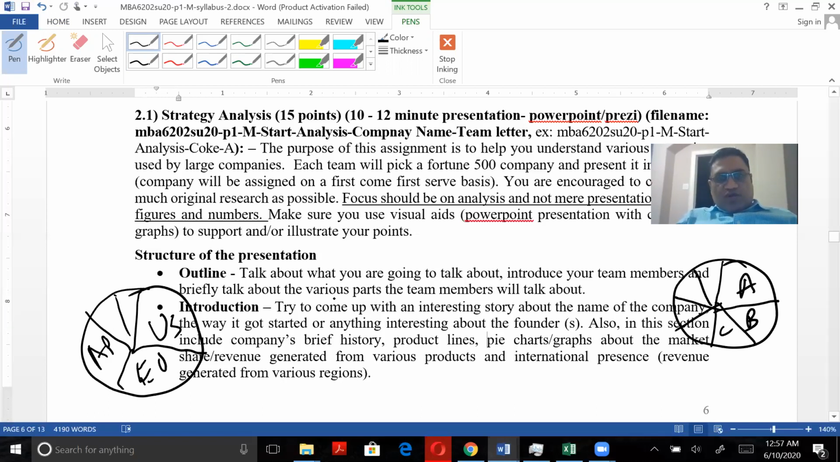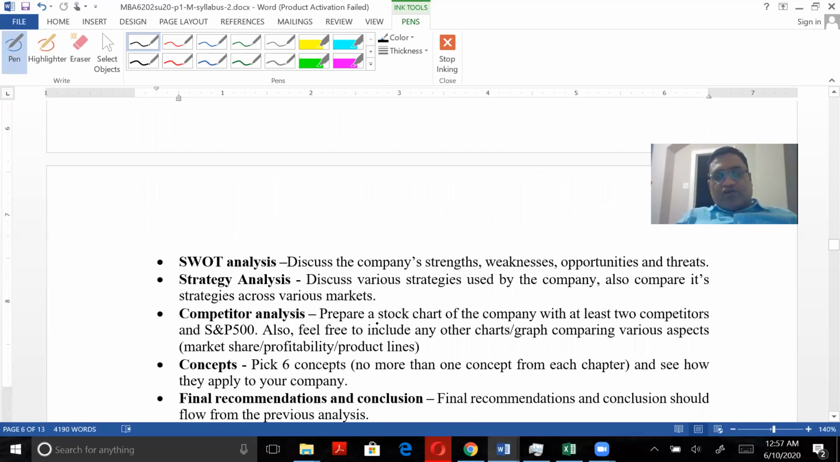Then the next one is SWOT analysis. You already know, you're talking about, and include 3 to 5 strengths and weaknesses. You don't have to include a laundry list, just no more than 3 to 5 strengths and weaknesses for the company.